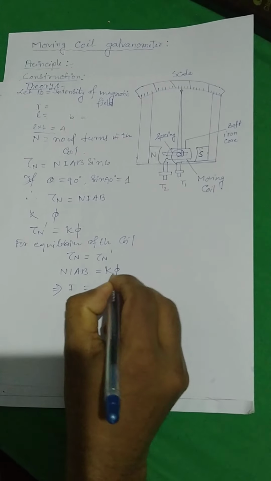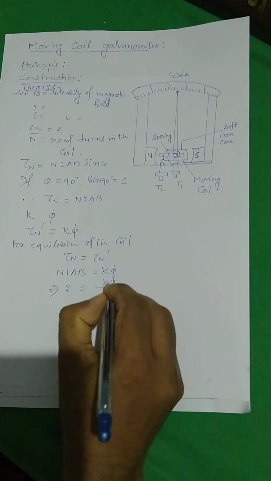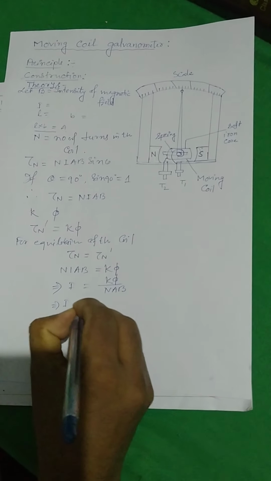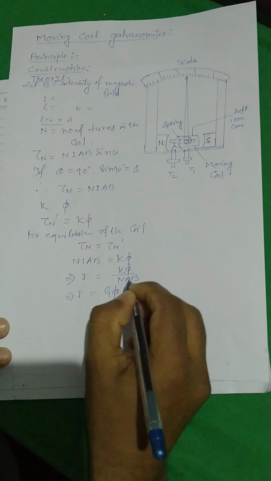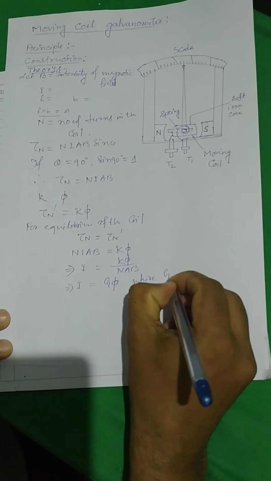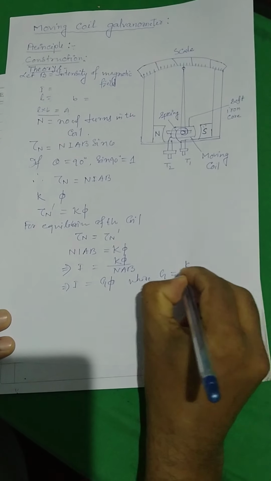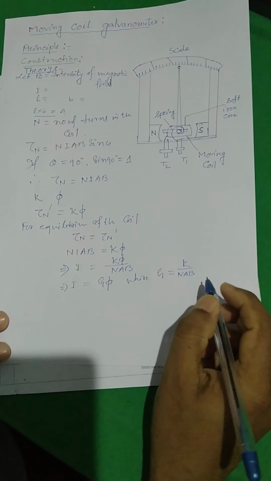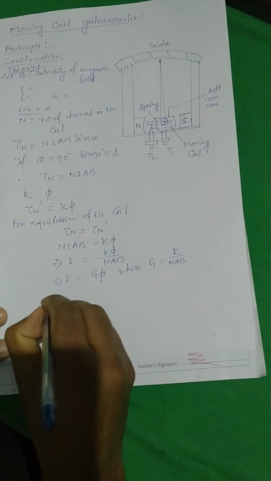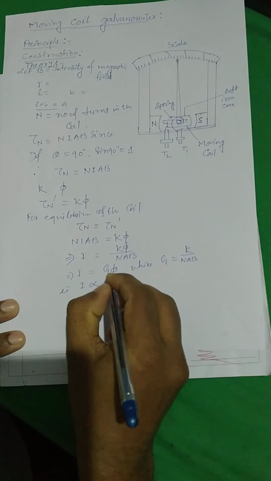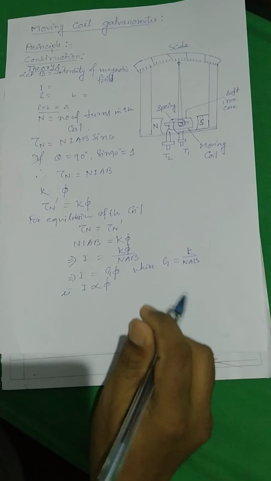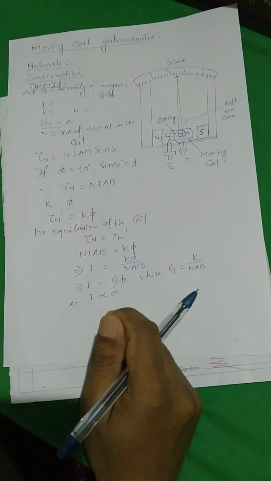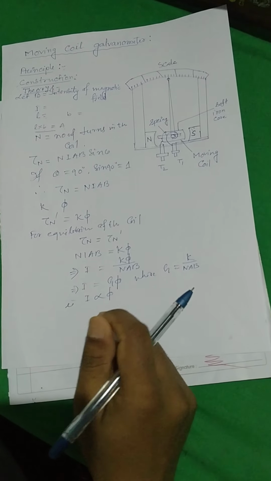So I equals K phi by NAB. I equals G phi, where G equals K by NAB. That is, I is proportional to phi. Thus, the deflection of the coil is directly proportional to the current flowing through it.